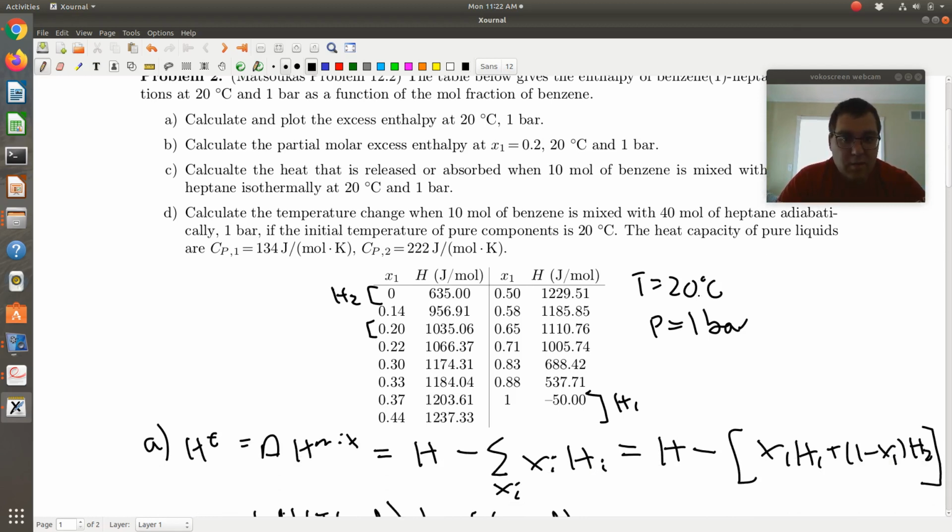Which brings us to D. D asks us to calculate the temperature change when 10 moles of benzene is mixed with 40 moles of heptane adiabatically, which means Q is equal to 0, at a pressure of 1 bar if the initial temperature is 20 degrees C. The initial temperature is the temperature of those two pure component systems that I'm mixing. But now I'm assuming no heat is being added or removed from my system, so the mixing is done adiabatically. Let's give it a try.